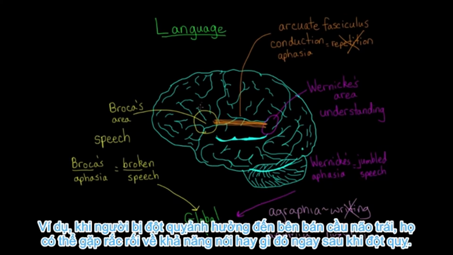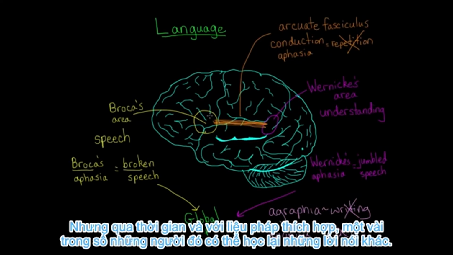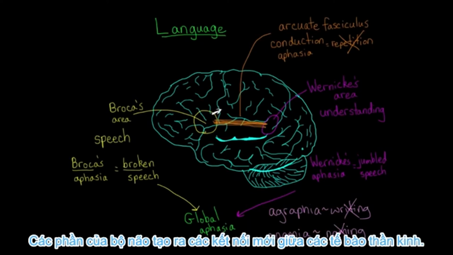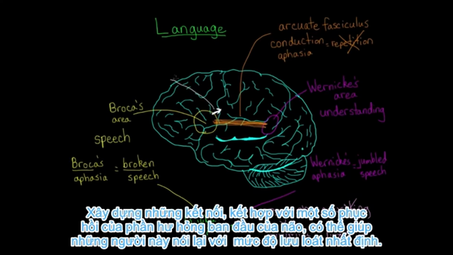For example, when people have strokes that affect the left hemisphere of their brain, they may have trouble speaking or something right after the stroke. But over time and with proper therapy, some of those people are able to retrain other speech-related parts of their brain by creating new connections between neurons. Building these connections, in combination with some recovery of the originally damaged part of the brain, can help these people speak again with at least some degree of fluency.